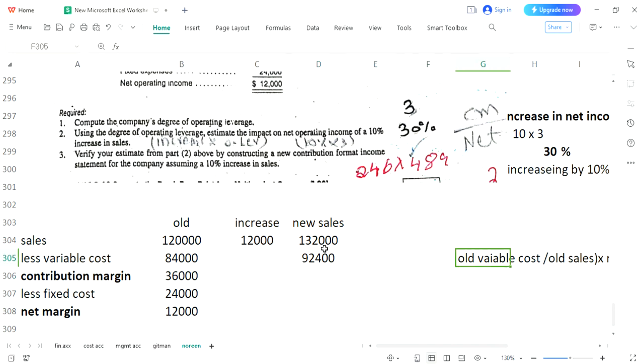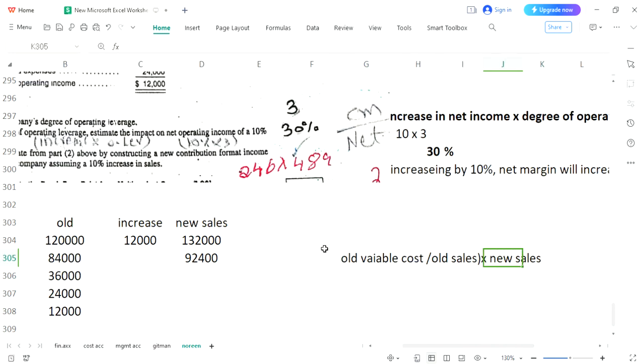Please keep it in mind. This was the formula, desi formula it is. It is not given in the book. I have just created for your facility. Whenever your sale will be changed, you will apply this formula to calculate your new variable cost. For that, please see over here, you have taken old variable cost divided by old sale and multiply by new sales. So your variable cost has arrived and this is your new variable cost.